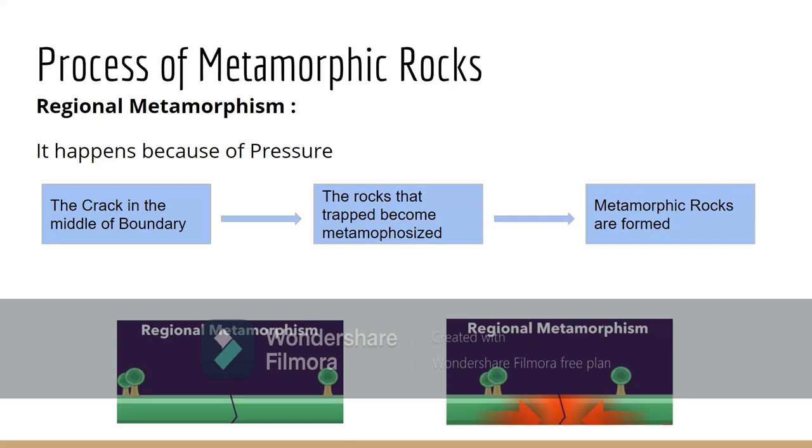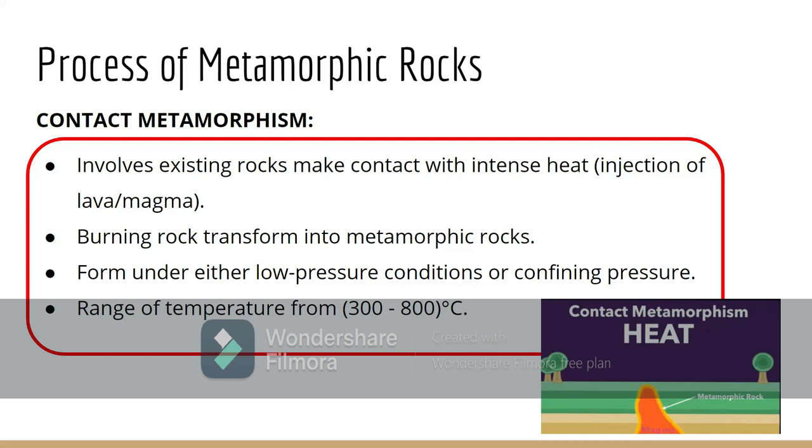Okay, so for the process of the metamorphic rocks, basically we can divide it into two. The first and foremost is the regional metamorphism, and it happens because of the pressure. So as you can see based on the picture below, the crack will happen in the middle of the boundary. So when the crack happens, some rocks will be trapped and become metamorphosized. The part of the rock that becomes metamorphosized will undergo changes and become the metamorphic rocks.